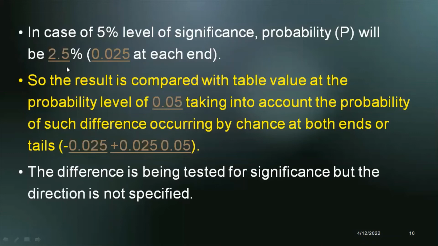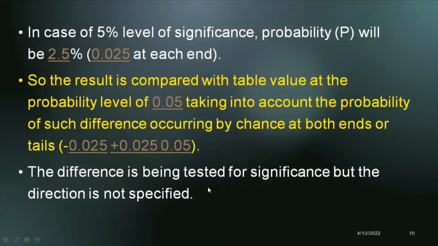In that, you take the level of significance at 2.5%, and the P value will be considered significant if it is less than 0.025. So the result is compared with the table value at the probability level of 0.05, taking into account the probability of such difference occurring by chance at both ends, or both tails, from minus 0.025 to plus 0.025. For two tails it will be 0.05, or P value will be less than 0.05. So the difference is being tested for significance, but the direction is not specified. So it will be a two-tail test.